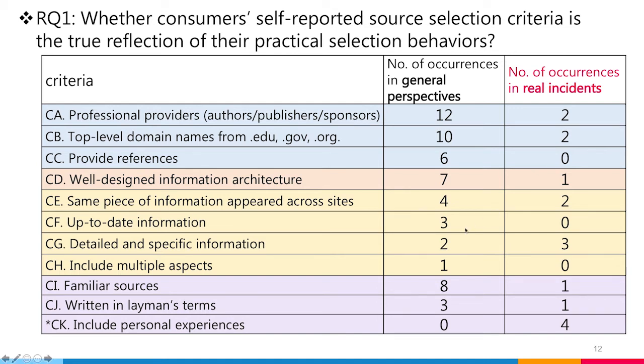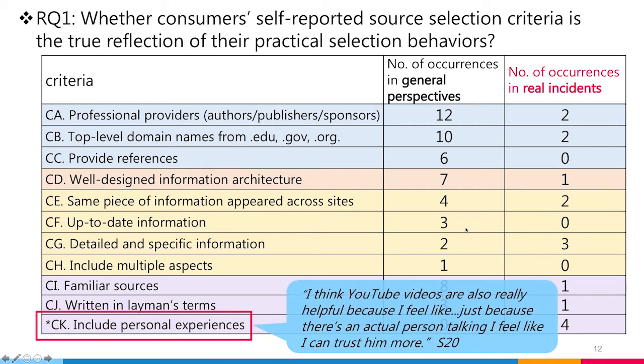One new criterion pops up in the real search incidents, which is including personal experience. For example, participant 20 said that, I think YouTube videos are also really helpful because I feel like just because there is an actual person talking, I feel like I can trust him more. However, this criterion was not mentioned in the consumers' general perspectives towards online health information seeking sources.